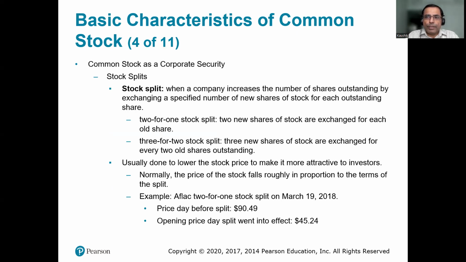Common stock can also be made available through stock split. In this case, the company increases the number of shares outstanding through exchange of shares with the outstanding share. So a 2-for-1 stock split means two new shares are available in exchange of one existing share. Companies do this to make the stock price more attractive to investors. As the outstanding shares increase, the share price tends to go down and it becomes easier for investors to buy or sell the stock.